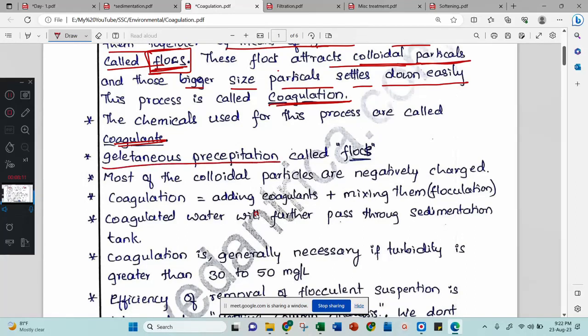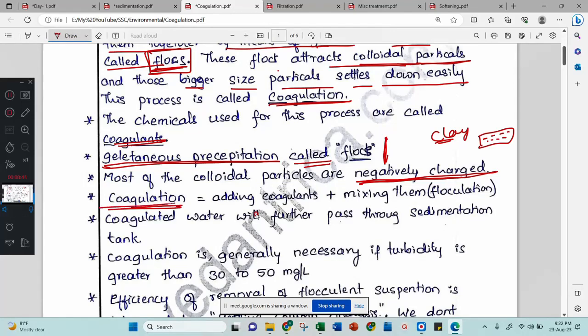Then the gelatinous precipitation which forms in the tank by adding coagulant is considered as a floc. Then most of the colloidal particles are negatively charged. Always remember, most of the colloidal particles are negatively charged. Just remember a clay particle. Clay is a smaller size, and you already know that in geotechnical the surface is negatively charged. Clay is a family of colloid. You can consider that most of the colloidal particles are negatively charged.